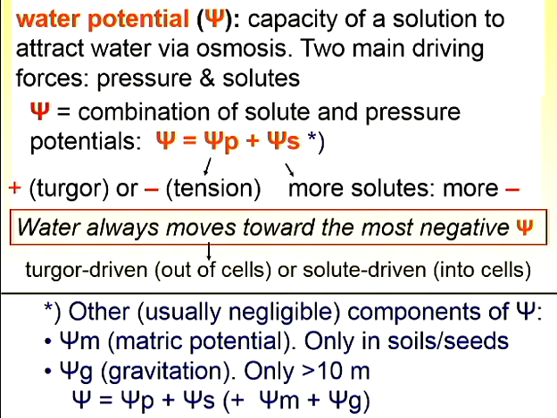Usually in normal plants, like crops in the field, plants in the greenhouse, matrix potential is negligible. So we say, forget about it. It's so small it doesn't matter.